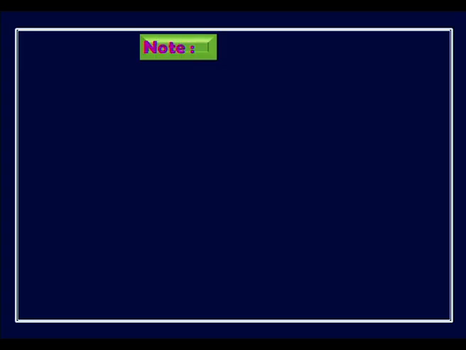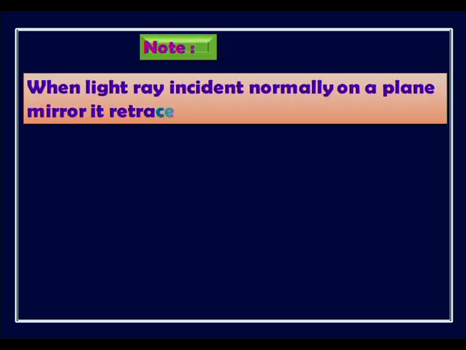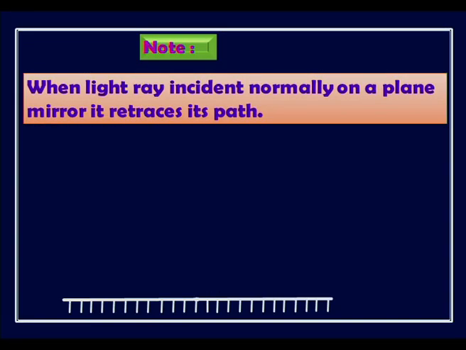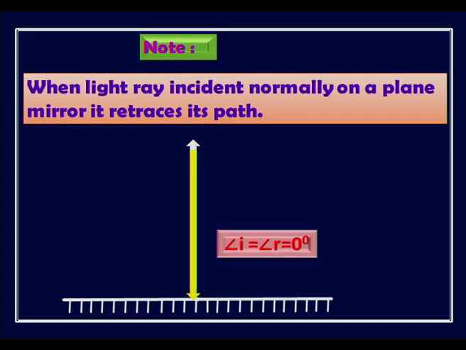Here we have to note that when a light ray is incident normally on a plane mirror, it retraces its path. Retraces means it travels along the same path in the opposite direction. Here we can see a light ray incident normally on a plane mirror, then it retraces its path. In this case, angle I and angle R both are equal to 0 degrees.